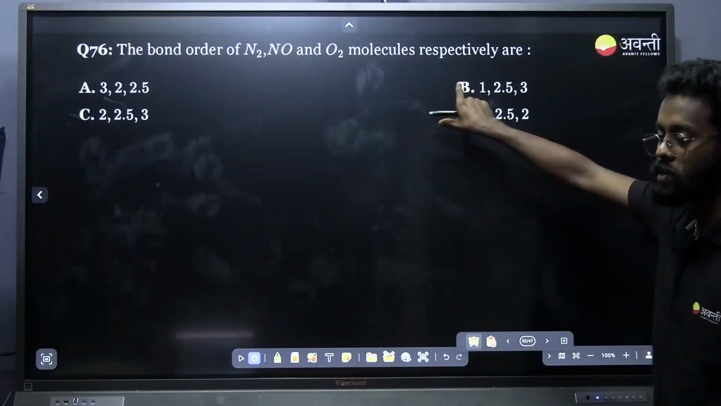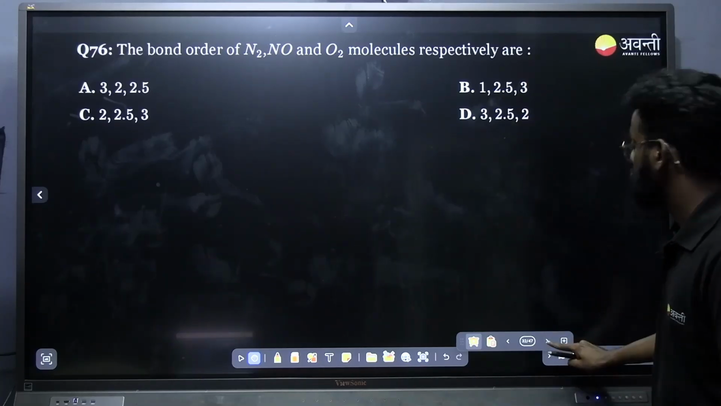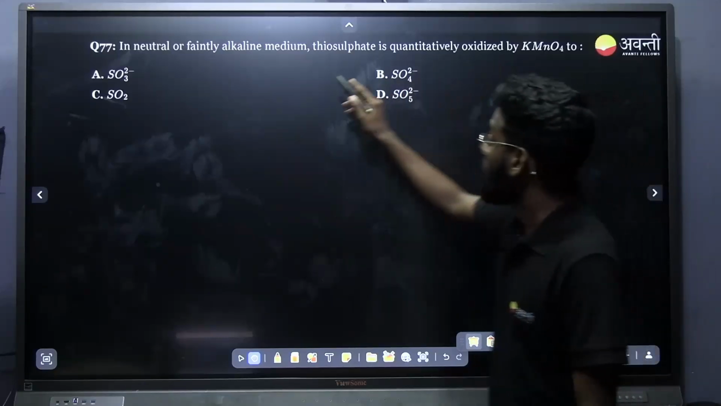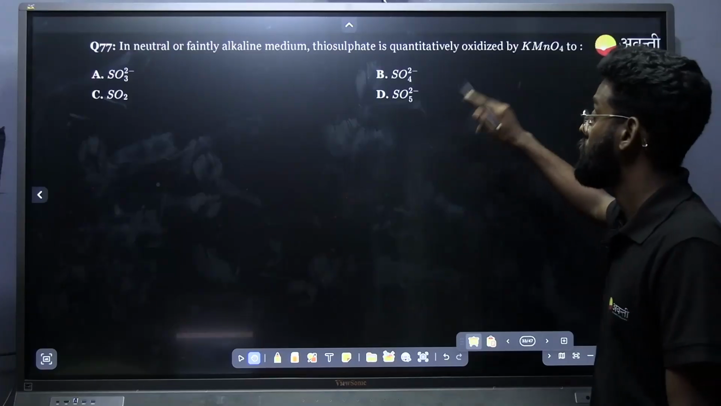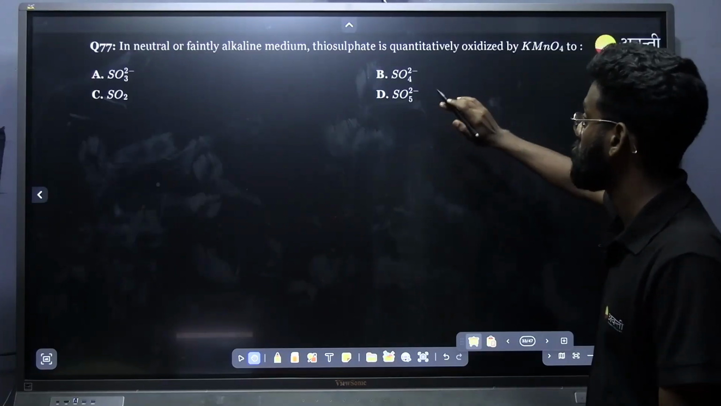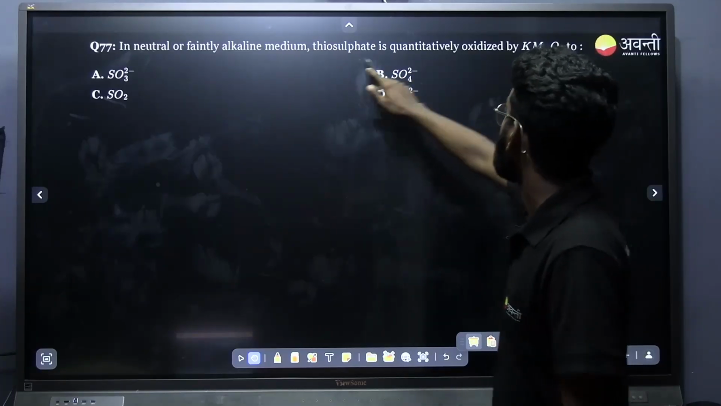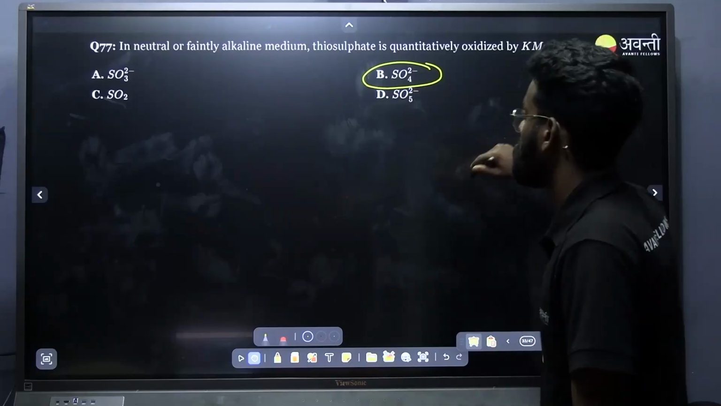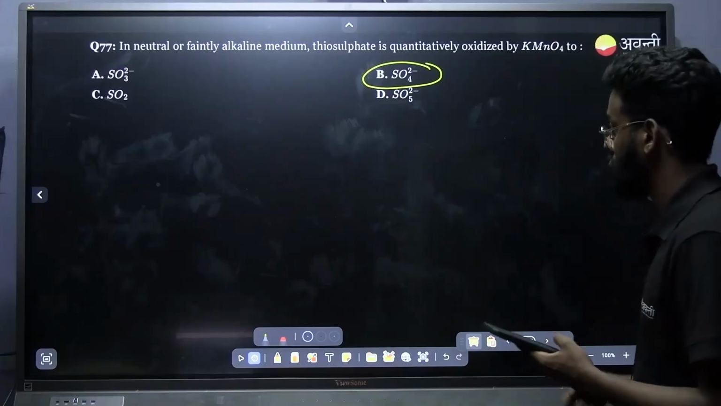This question, the bond order question, is easy, you can do it by yourself, that I have discussed in the chemical bonding chapter. Then neutral and this thing I mentioned in the last class, in the last paper discussion time. That is thiosulfate S2O3 2- will be converted into SO4 2- in the case of neutral or faintly alkaline solution.